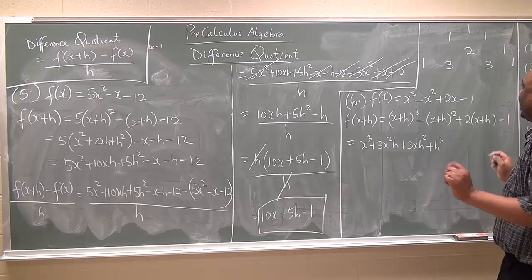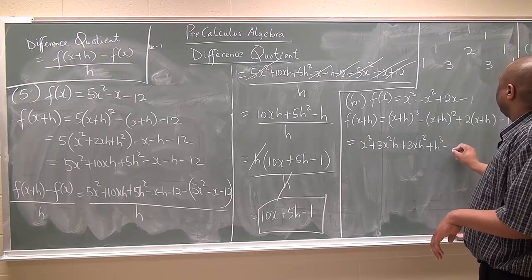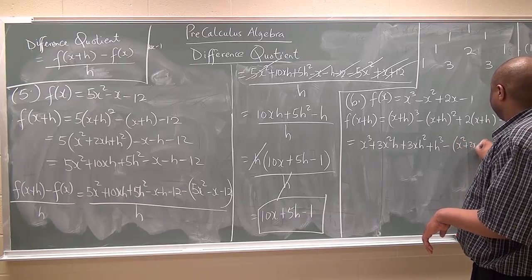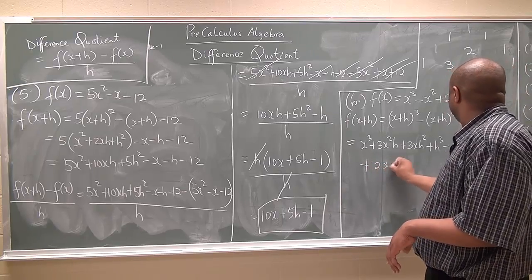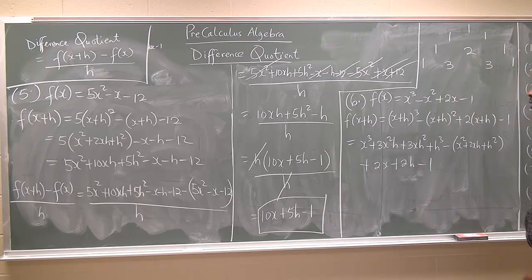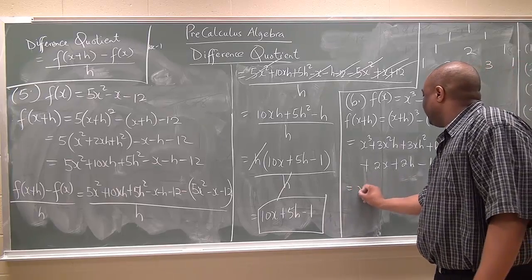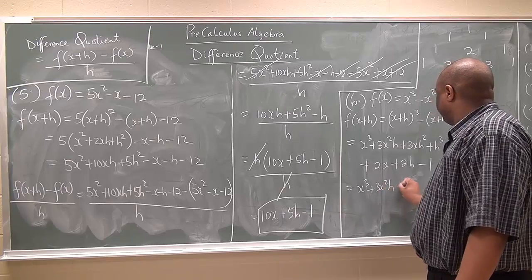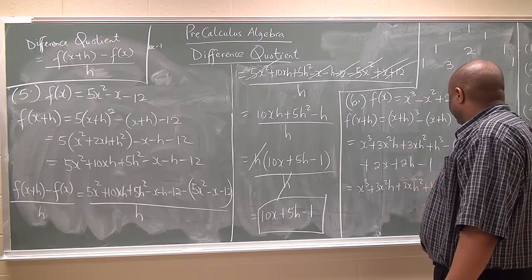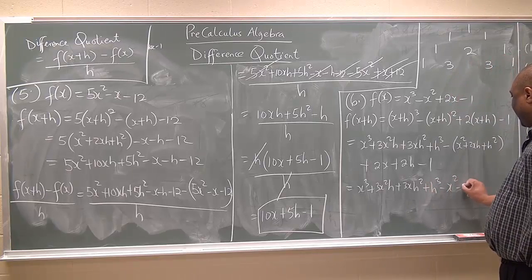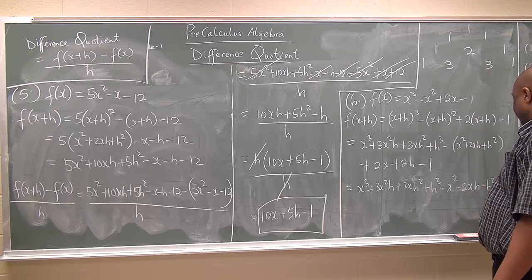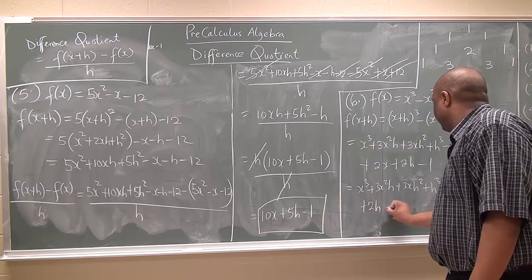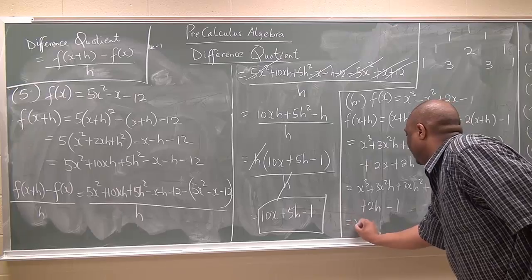Then minus, I have here x squared plus 2xh plus h squared. Then plus 2x plus 2h minus 1. So let me finish this up. This will be x cubed plus 3x squared h plus 3xh squared plus h cubed minus x squared minus 2xh, minus h squared plus 2x plus 2h minus 1. So this will give me what now?